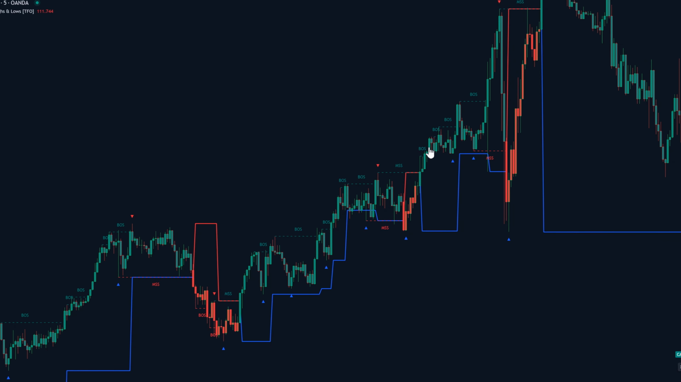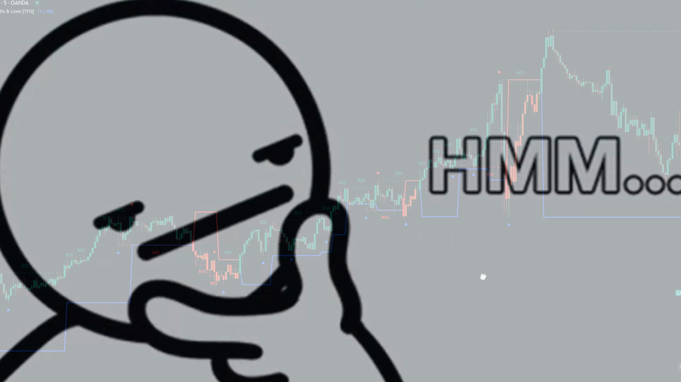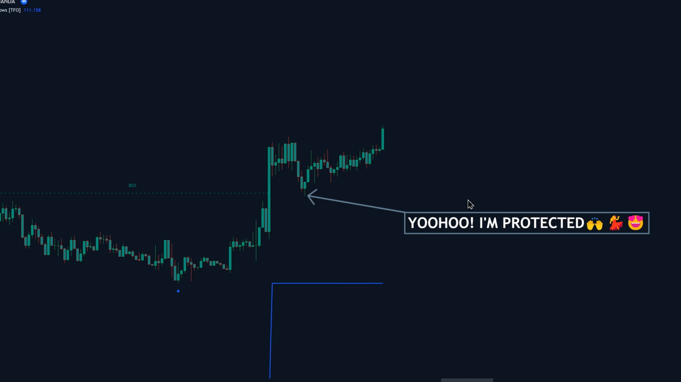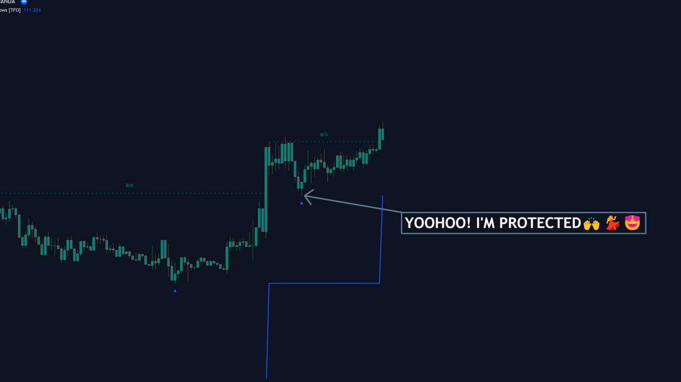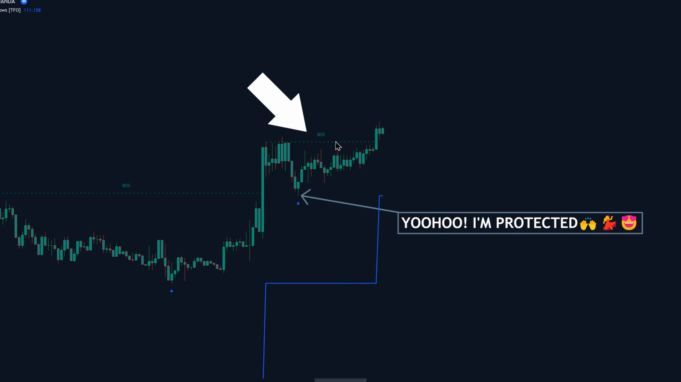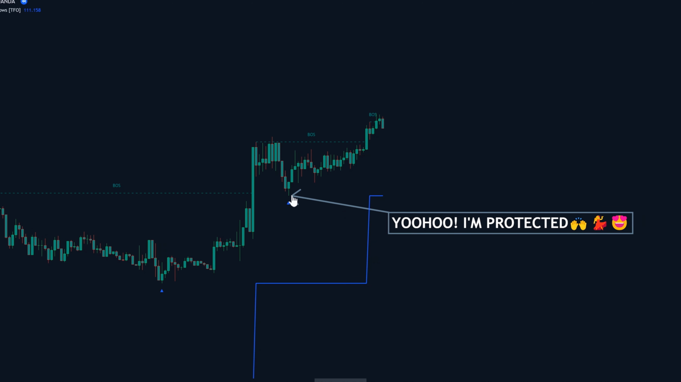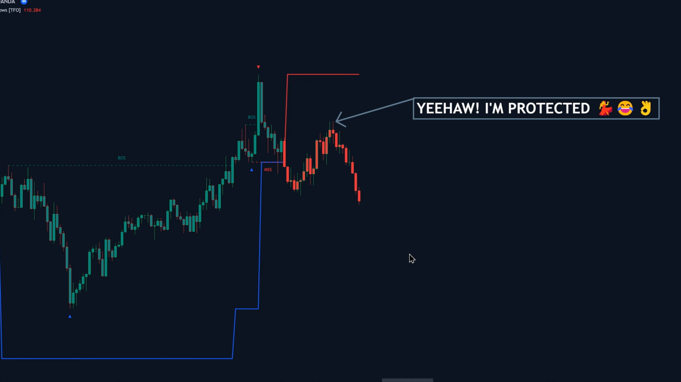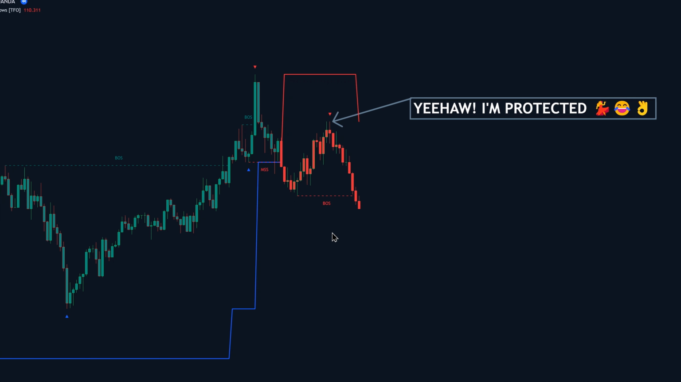Now, at this point in time, you probably are thinking, but what is a protected low and what is a protected high? Well, the concept is actually really simple. Whenever there is a swing low and the market breaks and closes above a bullish BOS or a bullish MSS level, that swing low becomes protected. Conversely, whenever there is a swing high and the price breaks and closes under a bearish BOS or MSS level, that swing high becomes protected.